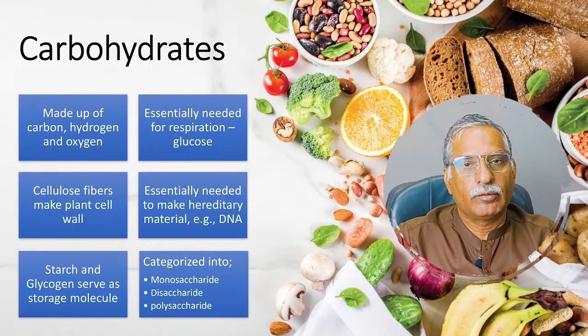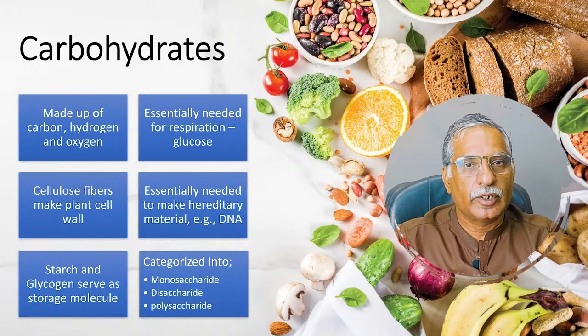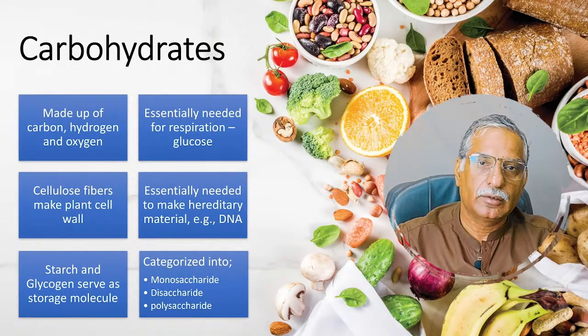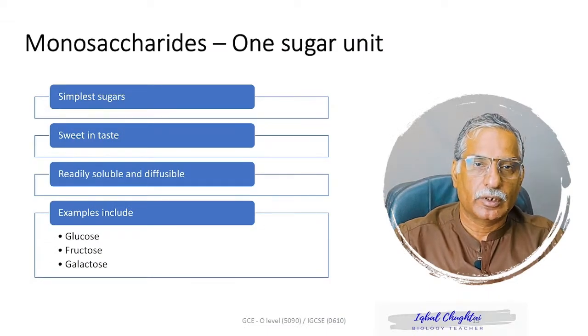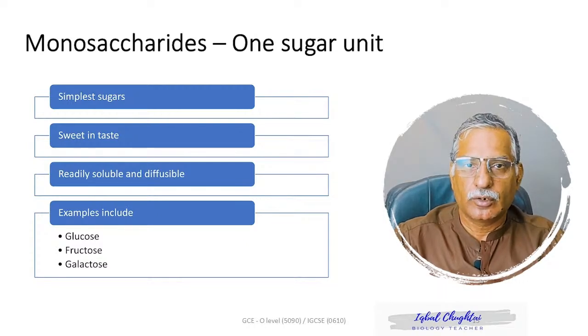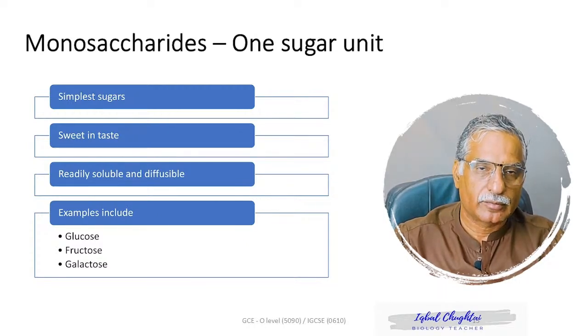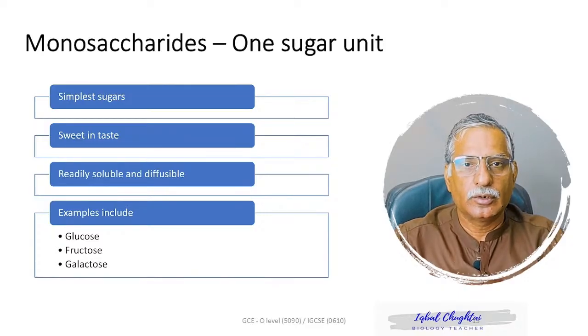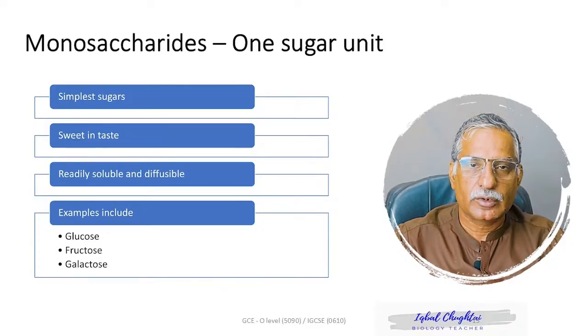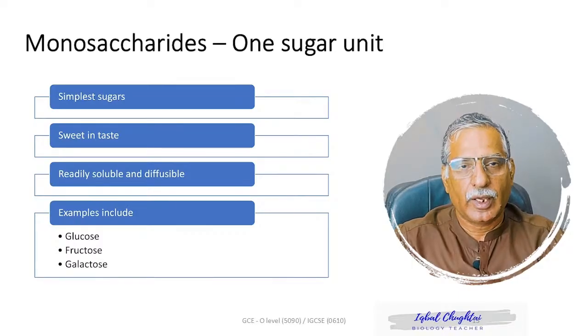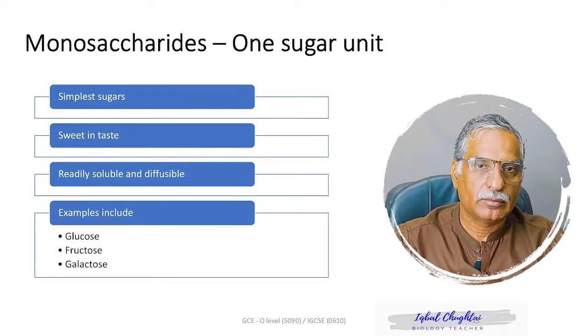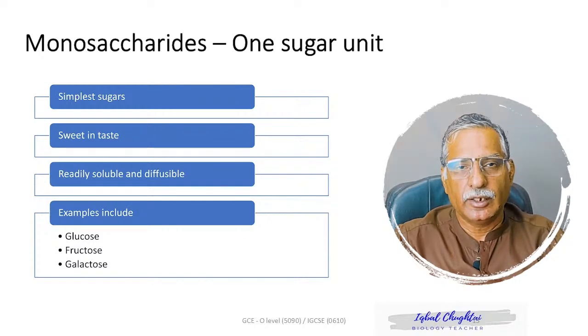When we talk about carbohydrates, they are of three types. One is known as monosaccharide. Mono means one, saccharide means sugar. Carbohydrates that consist of a single sugar unit are known as monosaccharides. And the monosaccharides include glucose, fructose, and galactose, and all these three molecules have the same chemical formula, that is C6H12O6. And these three molecules are isomers of each other. Other monosaccharides include ribose, needed to make RNA, and deoxyribose, needed to make DNA.